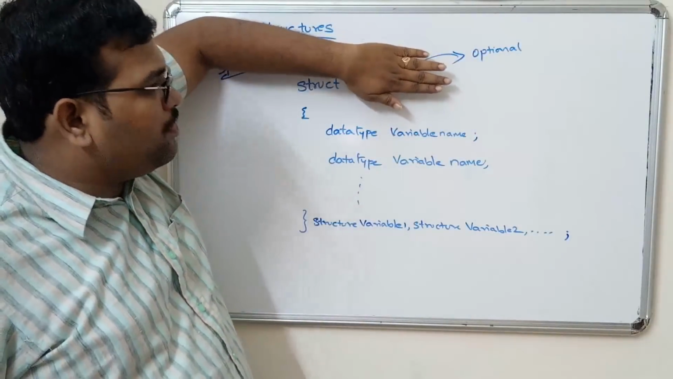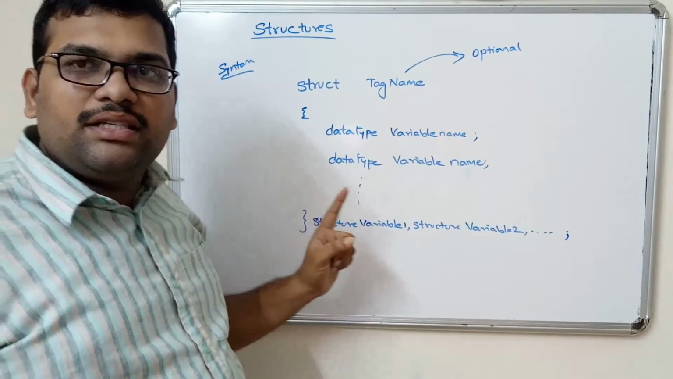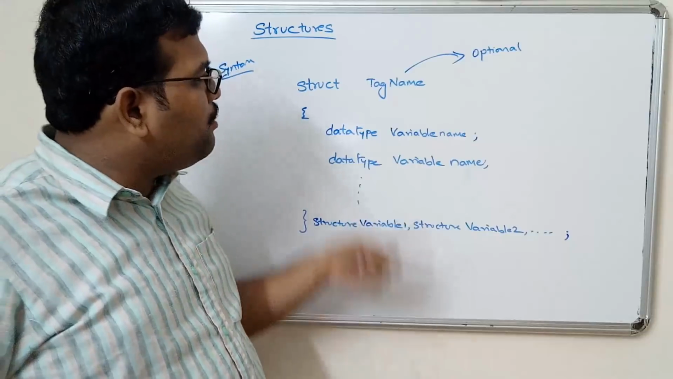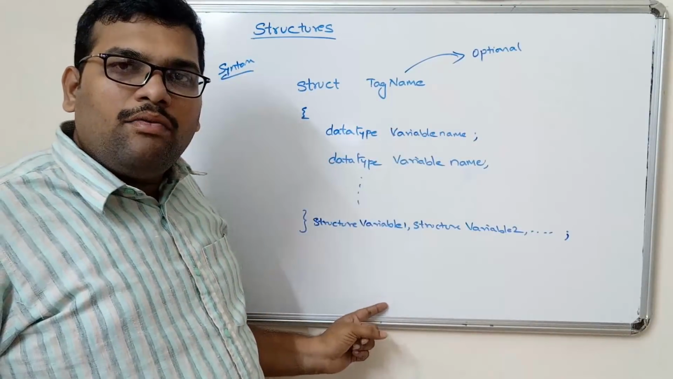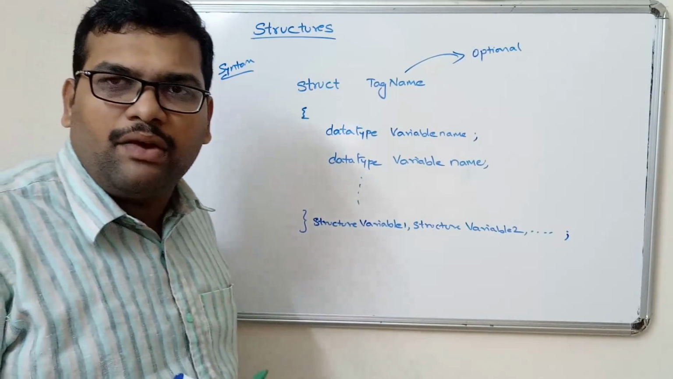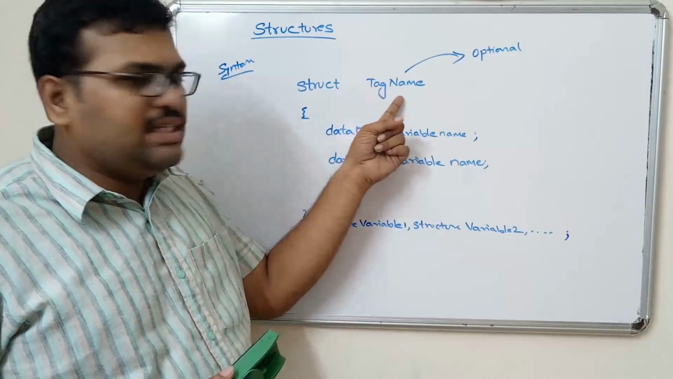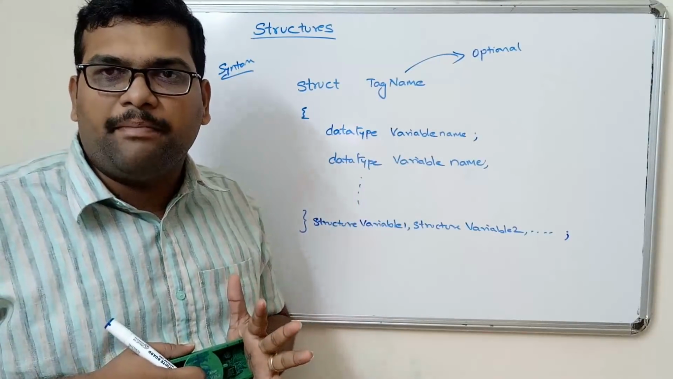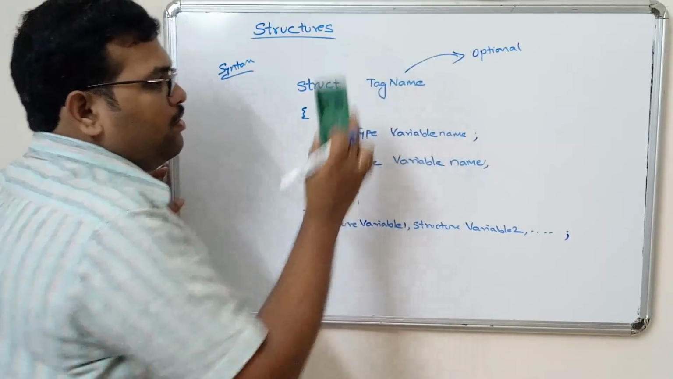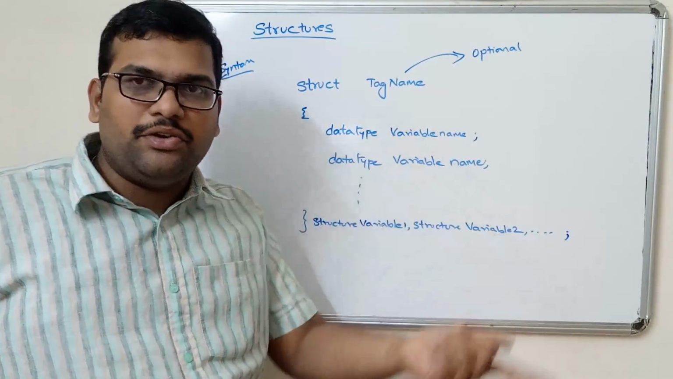Without using the tag name we can create a structure, but every structure variable must be declared in the definition itself. If you write the tag name, then we can declare any number of structure variables in the program where we require them. Once again we need not write the structure, we just use the tag name and declare the variables in the program. If we are not writing the tag name, all the structure variables should be declared in the definition itself. So let us see an example so that you can clearly get it.